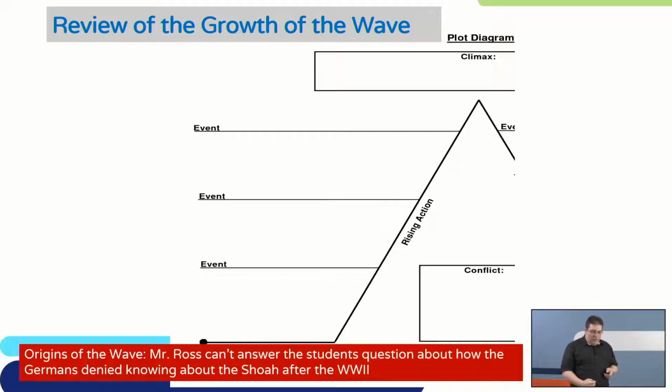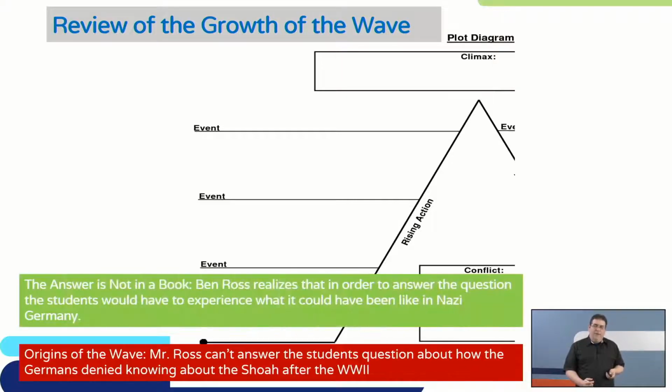So let's see what happened first. The first thing that happened is the origins of the wave. And what are the origins? How it got started. And how did it get started? Mr. Ross can't answer the students' questions about how the Germans denied knowing about the Shoah after World War II. How could they deny it? We see people today trying to deny it. Iran is trying to deny the Shoah. How can they say such a thing? These are the people that actually did it. How can they say they didn't know? So that's one. He didn't have an answer for the students on how they could say such things.